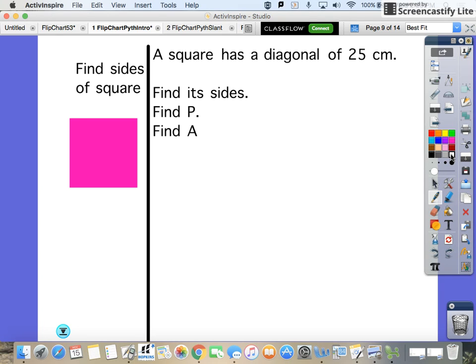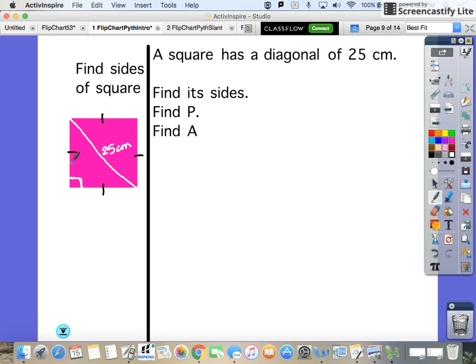What that means is, here's our square, and the cool thing about squares is that all sides are equal and all corners are 90 degrees. So all of these are 90 degrees. What we know is the diagonal is 25 centimeters. So this is 25 centimeters. Now you may notice we have established a nice little right triangle here.